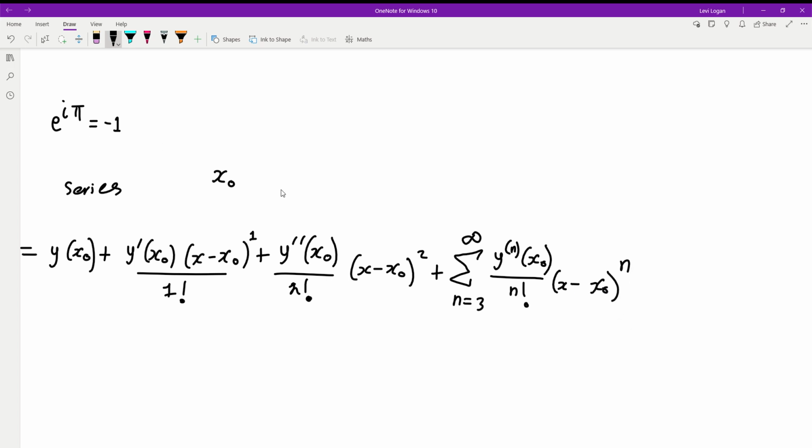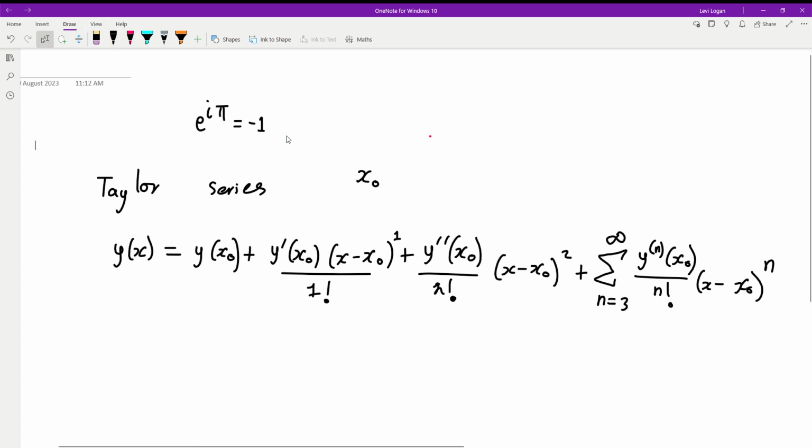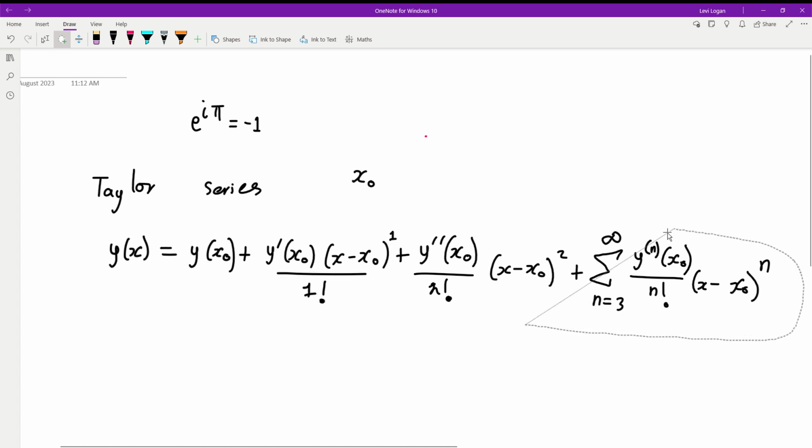Now we're going to be using this to help us with our proof. So to start off with our proof, we're going to assume Taylor series is true. We don't need to prove that or anything like that. So what I'm going to do is just take the formula and make it pretty small so we can fit it all on one page.